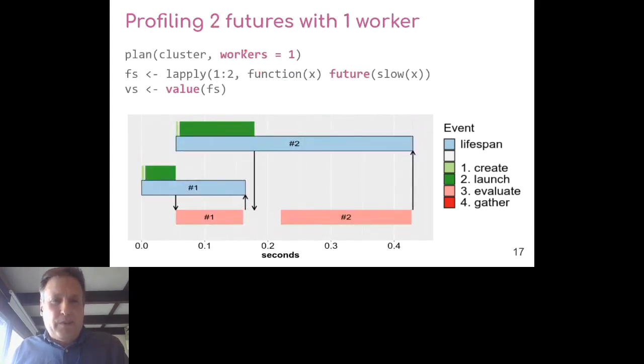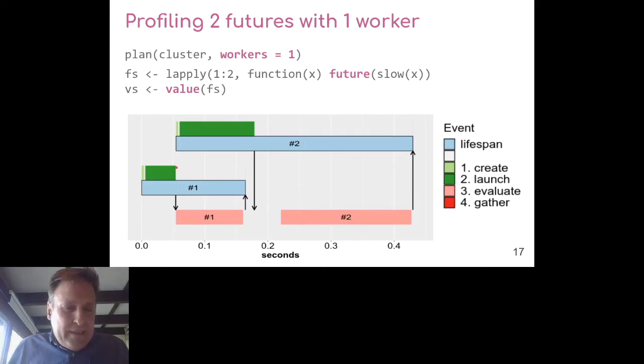So what about two futures? We're running two futures still with a single background worker, doing the same thing using lapply to create two futures. What we see here is that the first future is created, there's a bit of overhead to launch it, and then the worker down here starts processing future number one, and then the results come back.